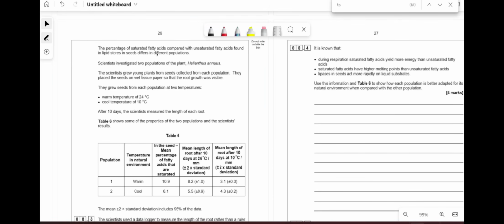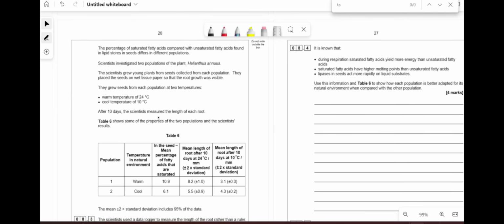The percentage of saturated fatty acids compared with unsaturated fatty acids found in lipids in seeds differs in different populations. Scientists investigated 2 populations of the plants, Helianthus and Neus. The scientists grew young plants from seeds collected from each population. They placed the seeds on wet tissue paper so that the root growth was visible. They grew seeds from each population at 2 temperatures: warm at 24 degrees Celsius and cool at 10 degrees Celsius.